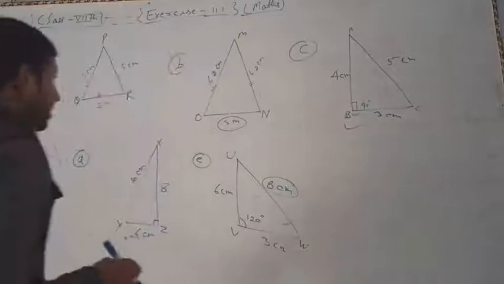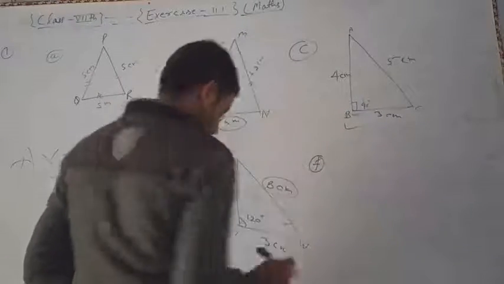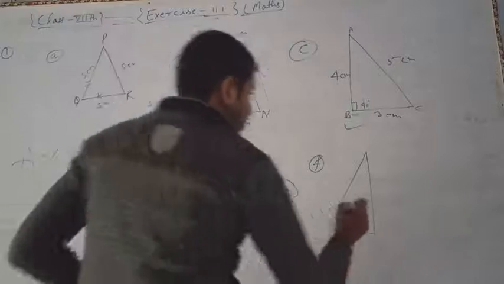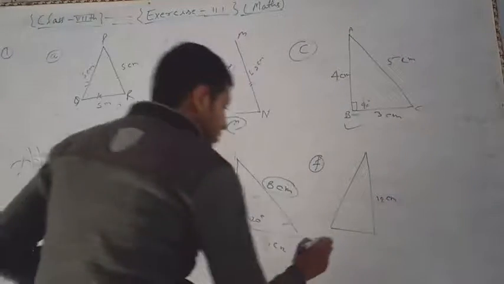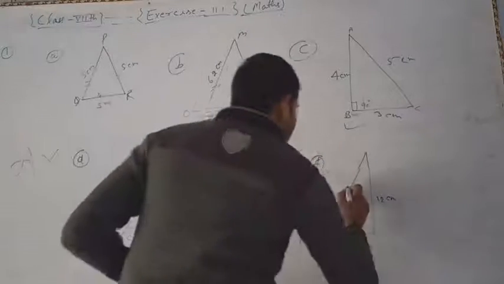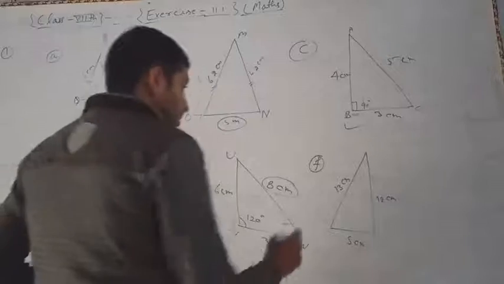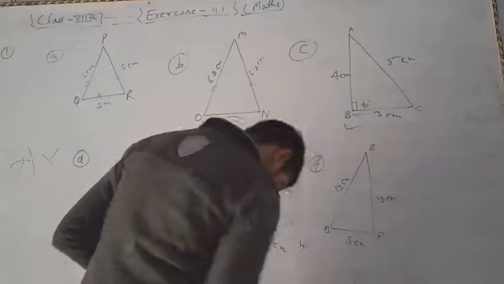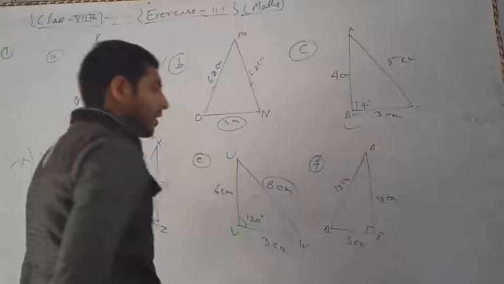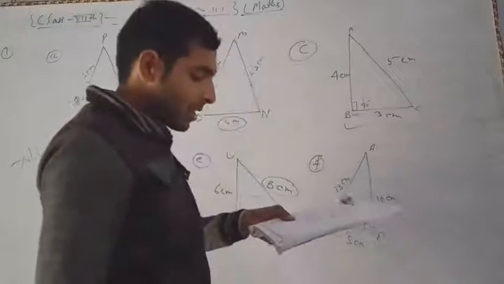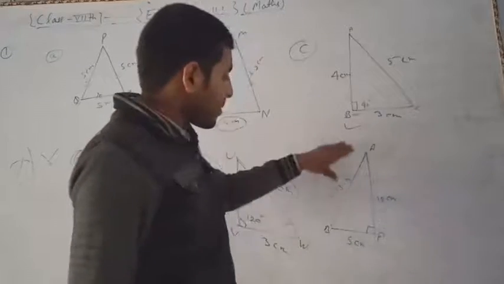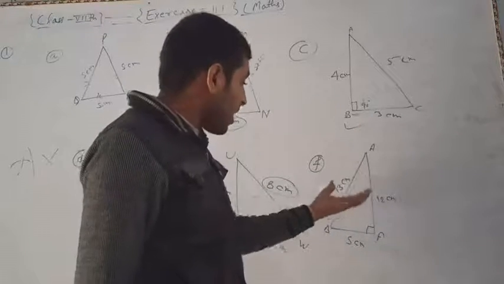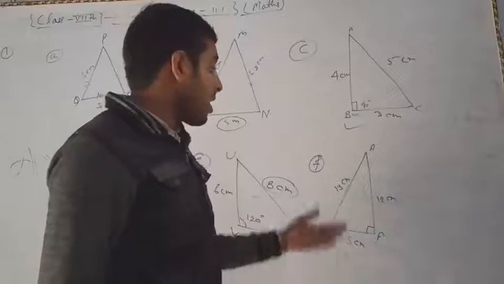Again such a figure is given, part F. Here you have this type of figure, in which this side is 12 centimeters, this is 5 centimeters, and this is 13 centimeters. The name of this triangle is ABF, and angle AFB is equal to 90 degrees. So on the basis of angle this is a right angle triangle, and on the basis of sides no two sides of the triangle are the same, so this triangle is a scalene triangle.